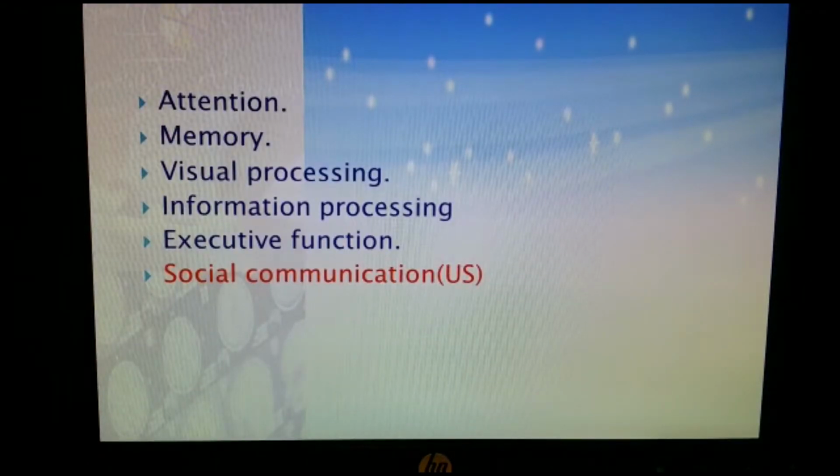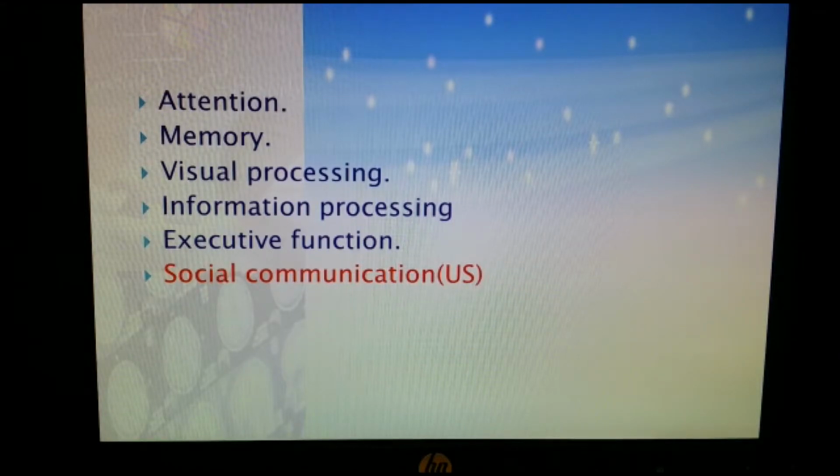These domains are attention, memory, visual processing, information processing, and executive functions. I also include social communication because in US models they also include social communication under the cognitive modules and the cognitive domains. So these are the primary domains of cognition. Again: attention, memory, visual processing, information processing, and executive function.